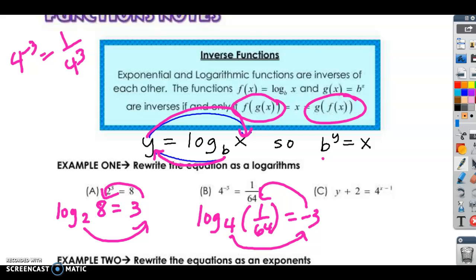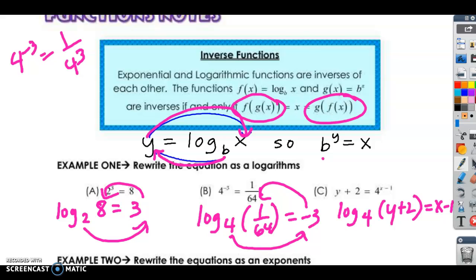Okay, the last one, log base 4 of y plus 2, and I would put that in parentheses, equals x minus 1. So there you go.